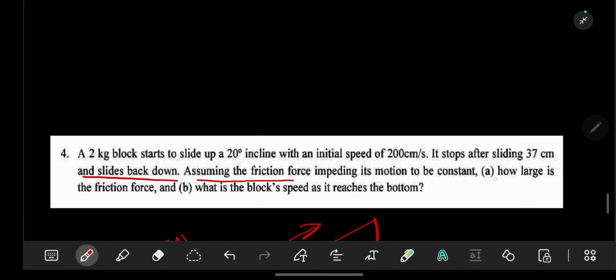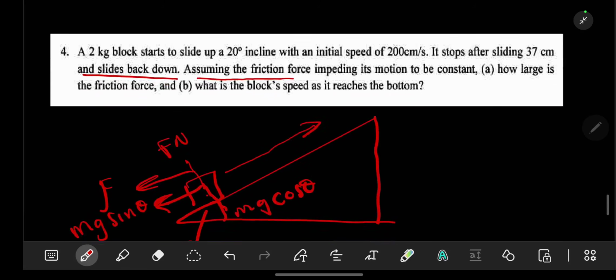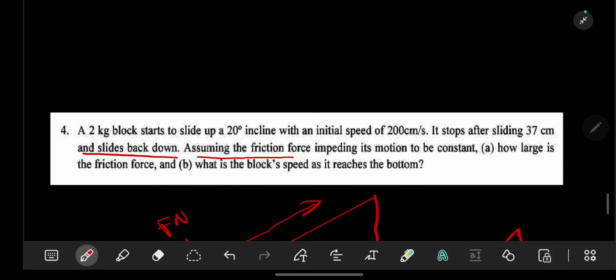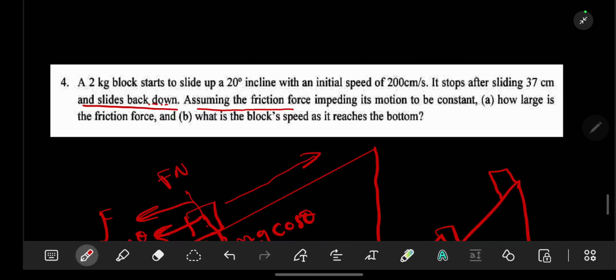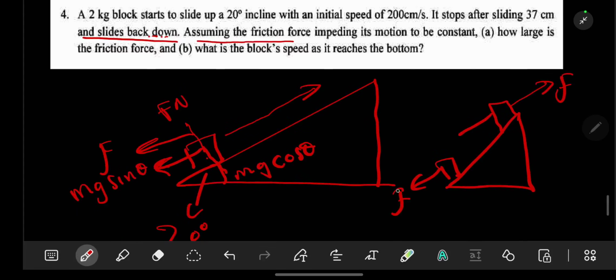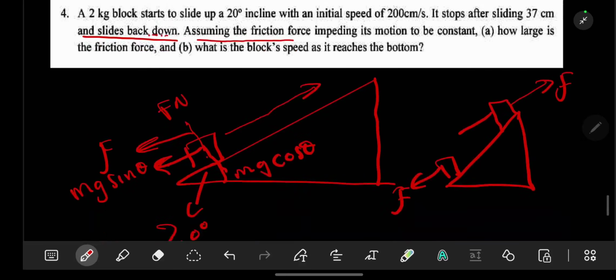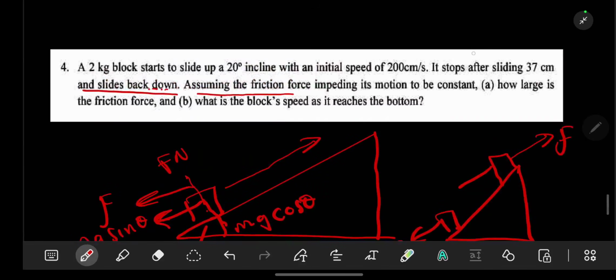So we are told, for the first one, when it goes up, to assume the frictional force acts downward. Then when it reaches that height, it slides back down. When it is sliding down, we are told to assume that the frictional force is constant but pointing in the opposite direction. Here it is pointing down, here it is pointing up, but assume that the frictional force impeding its motion is constant, like that. So what are we going to do?